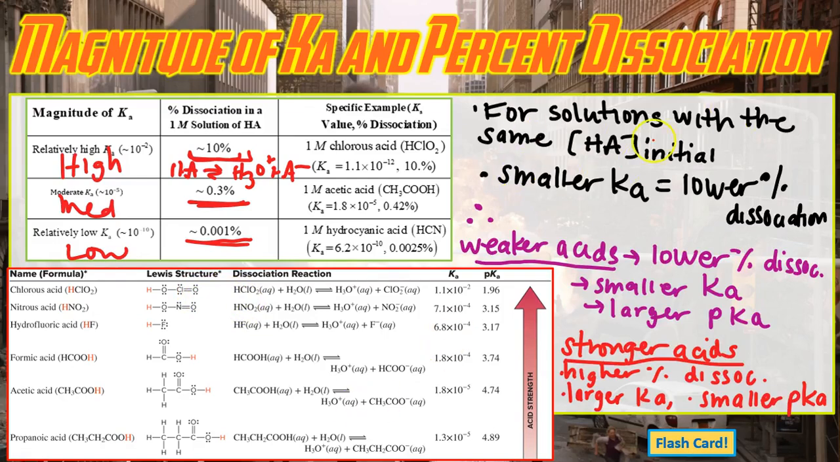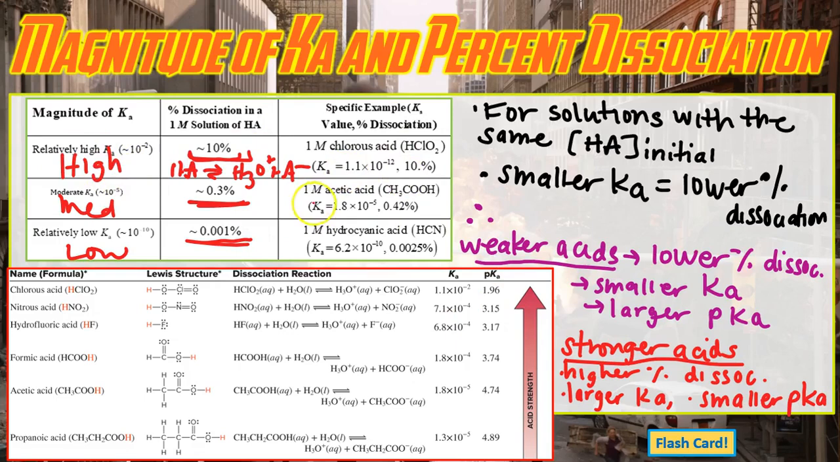So for solutions with the same initial weak acid concentration, the smaller the Ka, the lower the percent dissociation. Just like we see here, the smaller the Ka value, the lower the percent dissociation. And we do have some examples of weak acids that, of course, have a relatively high Ka versus a low Ka, like HCN here. Hydrocyanic acid is going to have a lower Ka versus chlorous acid, which has a relatively higher Ka. These still are all weak though.